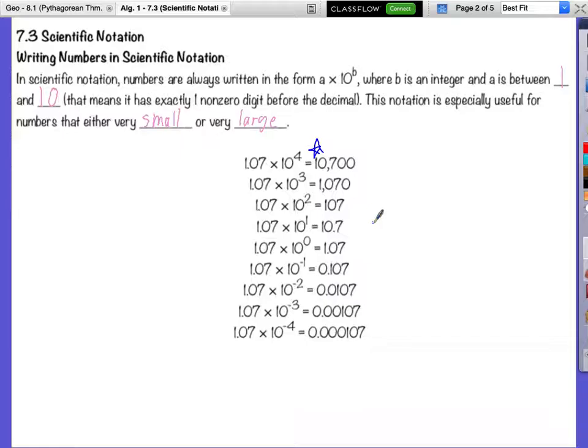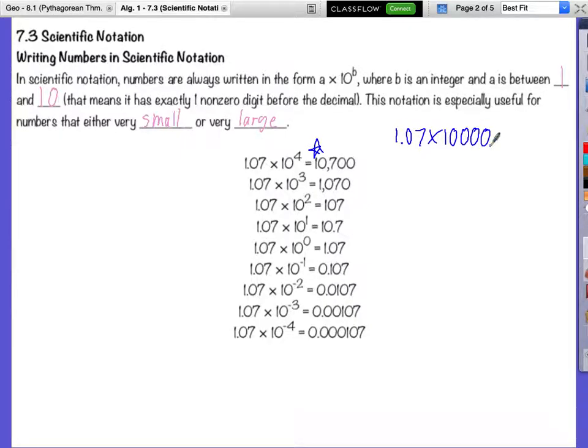Okay? So that's basically how this is going to work: we're just going to think of this as moving our decimal. So, what would be 10 to the 4th? Well, we talked about before, that's like 10 with how many zeros? Or 1 with how many zeros? 1 with 4 zeros. It would look like that.